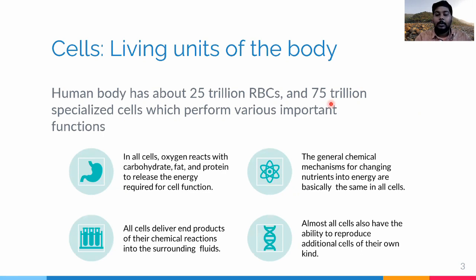But all these cells have particular common characteristics. In all cells, oxygen reacts with carbohydrate, fat, and protein in order to release the energy required for the cell to function. The general chemical mechanisms for changing the nutrients received by the cell into energy are basically the same in all cells. All cells deliver the end products of their chemical reactions into the surrounding fluids. These could include secreted products such as hormones or peptides, or excreted products such as carbon dioxide. And finally, almost all cells have the ability to reproduce additional cells of their own kind.